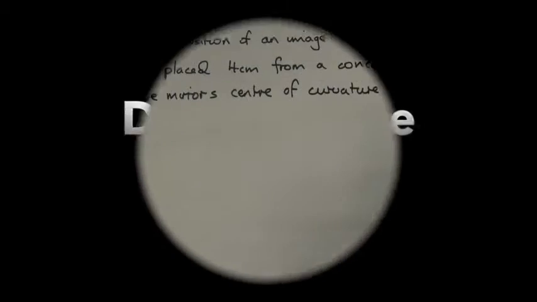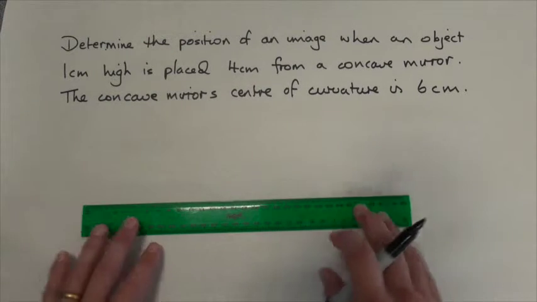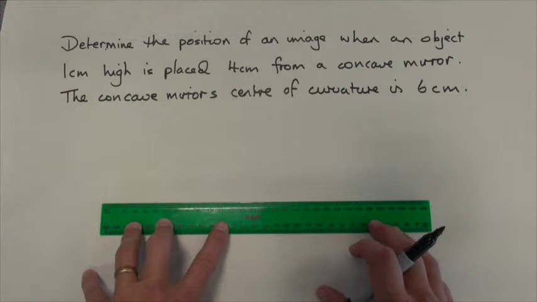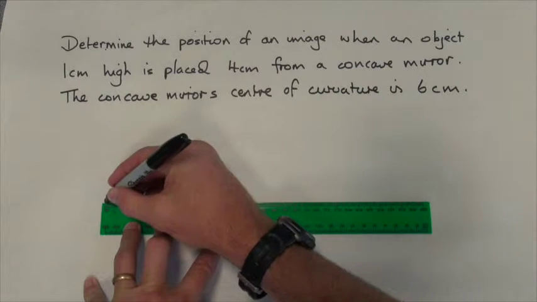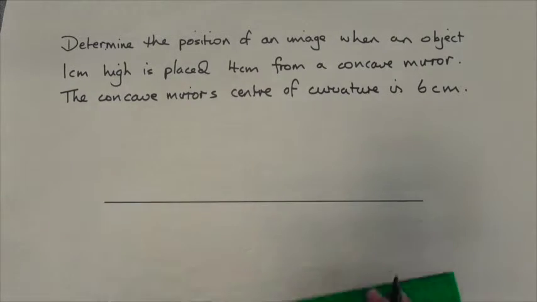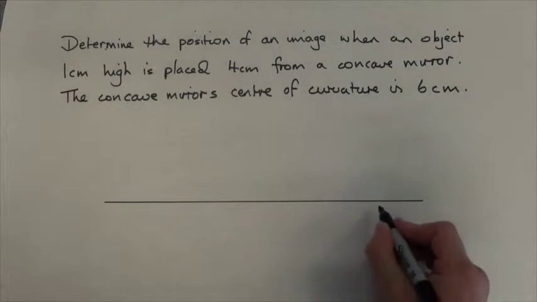Okay, so let's start by drawing the template we saw in an earlier video. Now the template consists of a horizontal straight line which we're going to call our principal axis. Upon this, we're going to add all our information. So here's our horizontal line, and I'm going to label it with the words principal axis.